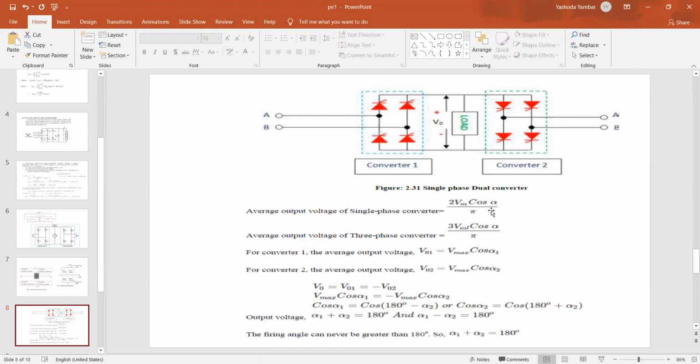So what is the derivation here? Already we know two fully controlled converters are being used. What is the output voltage of a fully controlled converter without freewheeling diode? 2Vm/pi cos alpha. For 3-phase, it comes as 3Vm/pi. So let us take 2Vm/pi cos alpha for both converters. The output voltages will be the same, therefore we take V01 equal to V02. Minus means the power is transferred in the opposite direction. So 2Vm/pi and 2Vm/pi get cancelled. You can check the derivation here: cos alpha 1 equals minus cos alpha 2, which can be written as cos(180 minus alpha 2).